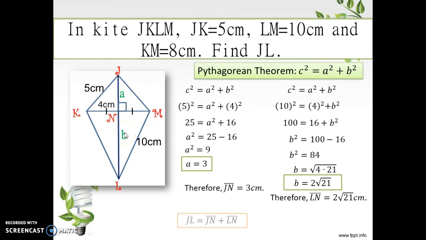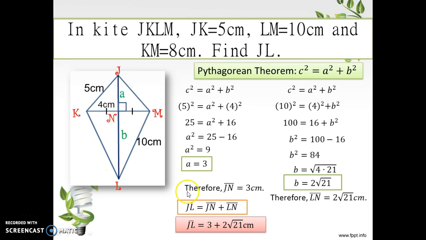So adding that, we could have line segment JL equals line segment JN plus line segment NL. So we have 3 plus 2 square root of 21 centimeters. And that is our final answer because we cannot add them because the other one is not a radical.